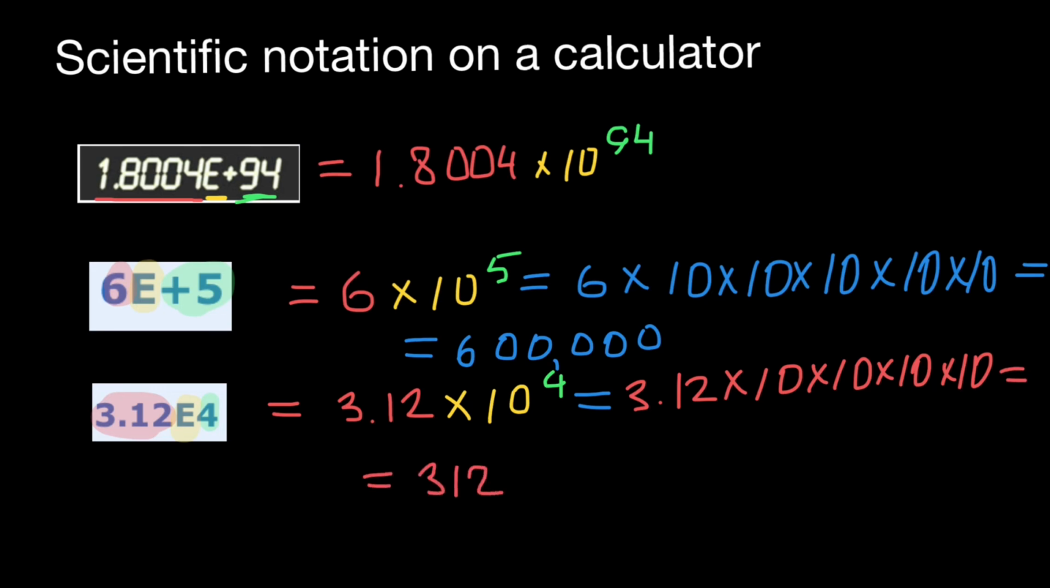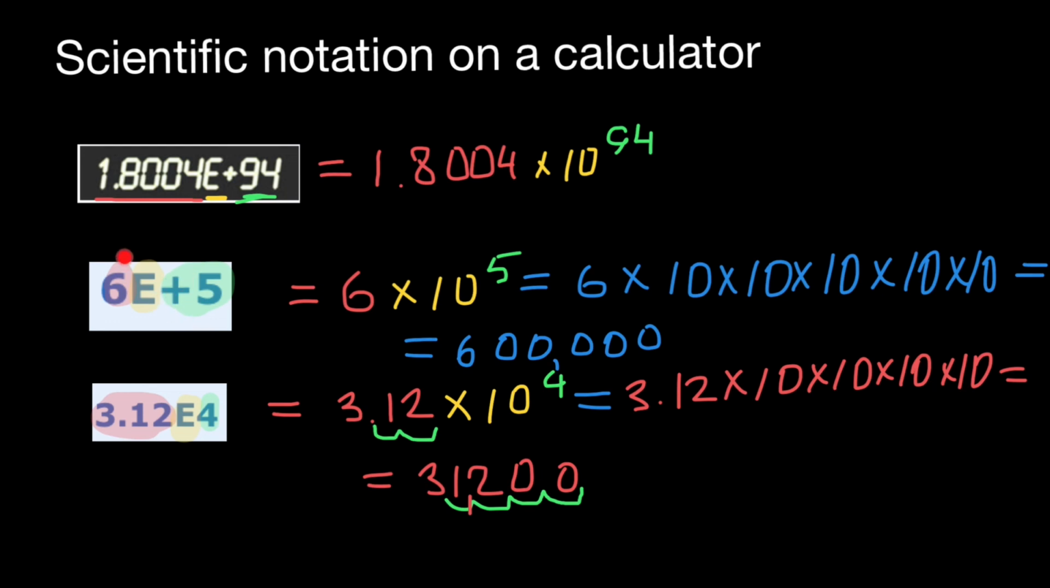312. We already moved this decimal point 2 places to the right, so 1, 2, and we need to move 2 places more. Let's add 2 zeros here. Our number is going to be 31,200.